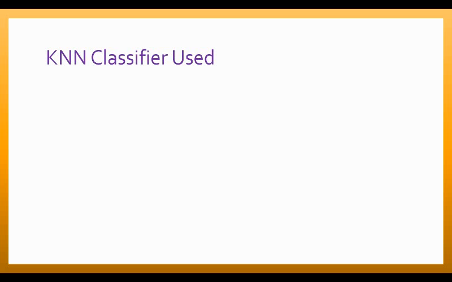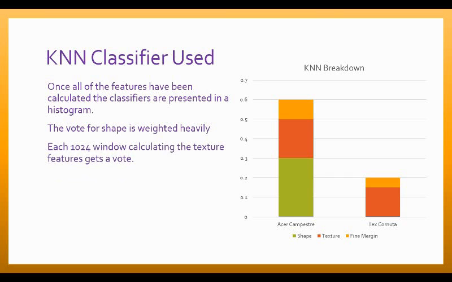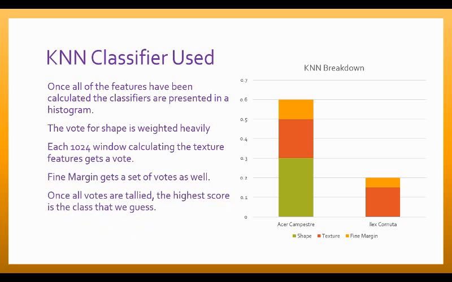Once all the features have been calculated, the classifiers are presented in a histogram. The vote for the shape feature is weighed heavily. KNN is implemented on all of the texture features per window. Since we have 1024 windows, 1024 votes are issued. The fine margin features also get a vote on which classifier it believes the image belongs to. Once all votes are made, the class with the most votes is our final decision. Using cross-validation, a 96% accuracy was obtained.